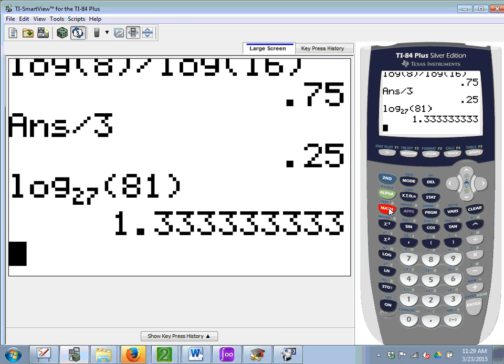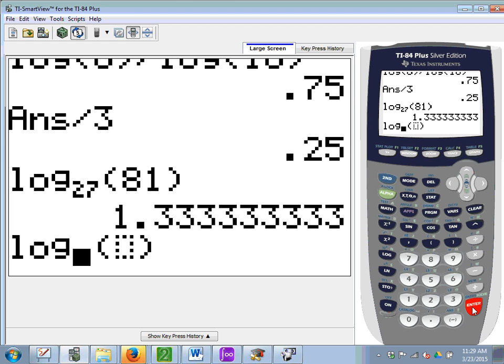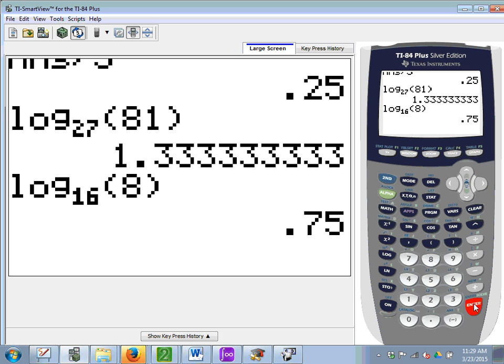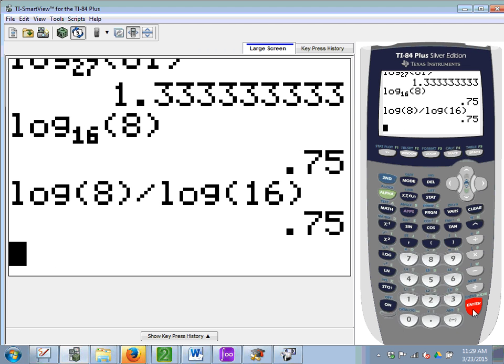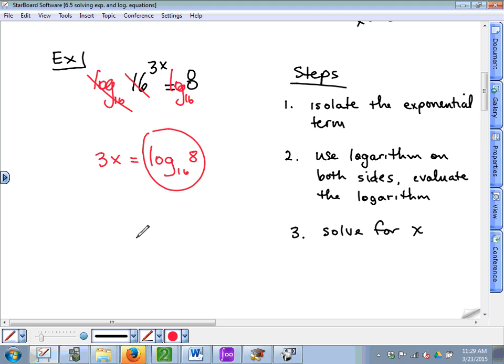So if you have the fancy log base button, you would just do log base 16 of 8. If you don't have that, you just use the normal log button of 8, close parenthesis, divided by the log of 16, and you get the same answer, 0.75. So that's all part of step 2. Right now we have 3x equals 0.75. Now we're on step 3, solve for x. Well, it's easy now because x isn't an exponent, it's just an expression. Divide by 3.